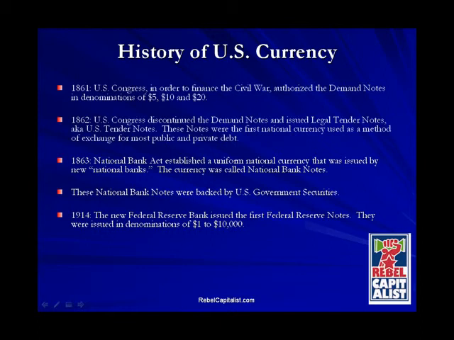Let's jump ahead to 1914. What we have in 1914 is the new Federal Reserve Bank, which was created by law. And one of the tasks they were given was to maintain our monetary policy. So they issued the Federal Reserve notes. They were issued in denominations of $1 to $10,000. Can you imagine holding a $10,000 bill? So what happens, we'll jump ahead to 1969, all notes greater than $100 were retired because of declining demand. That's very interesting.